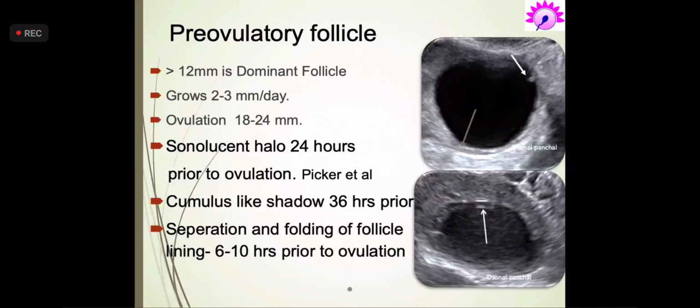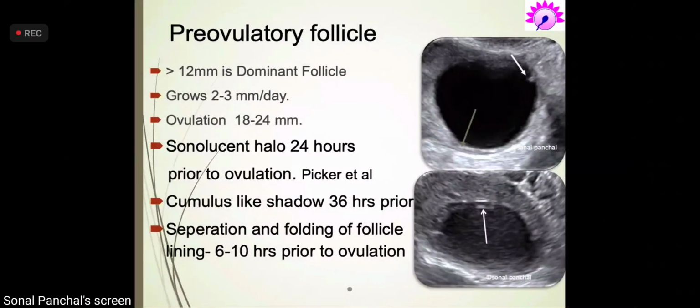The pre-ovulatory follicle, as we know, is a dominant follicle which is growing at a rate of 2 to 3 millimeters a day. It is called pre-ovulatory beyond the size of usually 18 millimeters in a non-stimulated cycle. In a gonadotrophin cycle, the pre-ovulatory phase may arrive as early as about 16-17 millimeters, and it may sometimes be delayed up to the size of 24 millimeters also. So that is the size of the follicle, and a sonolucent halo appears about 24 hours before the ovulation.